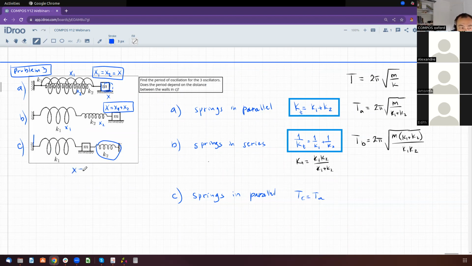Here I have x equals x1 equals x2, because if you shift one spring, the other one shifts as well by the same distance.